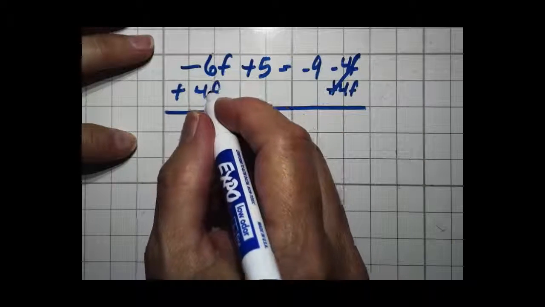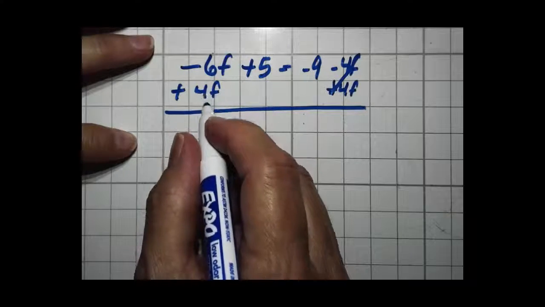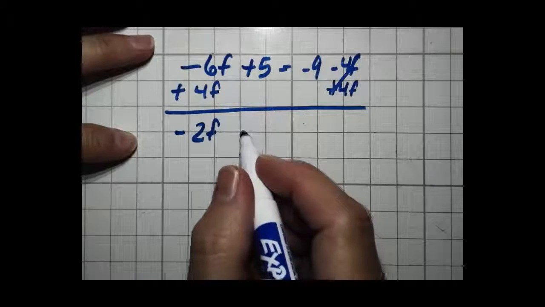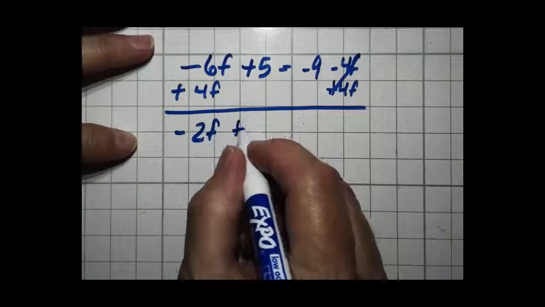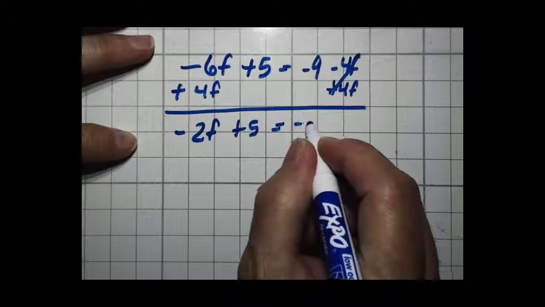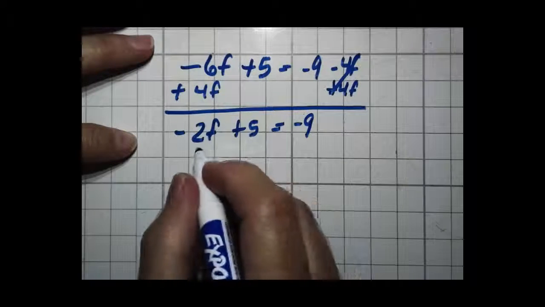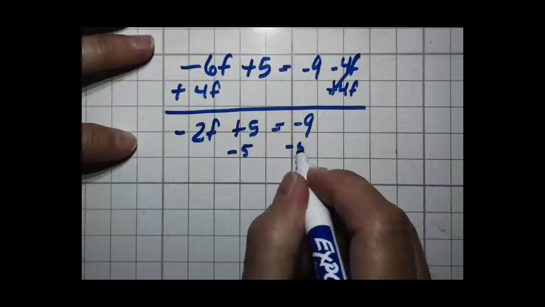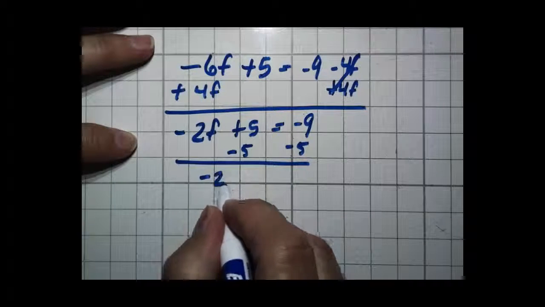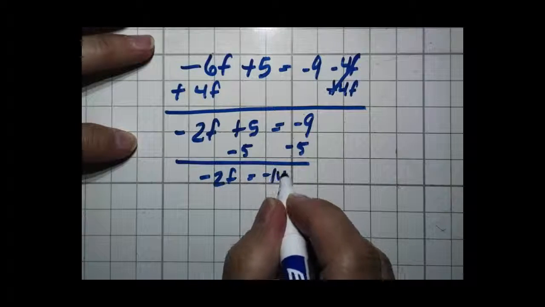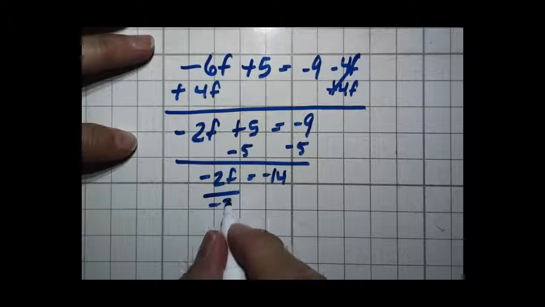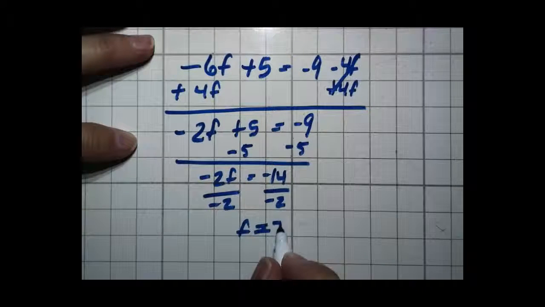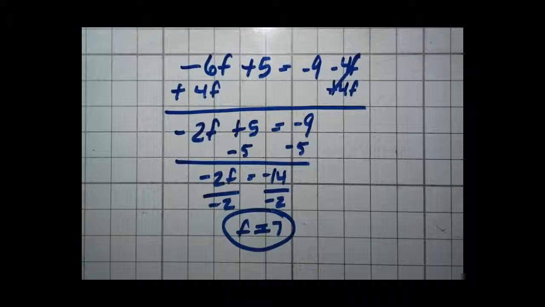That goes away. Negative 6 plus 4, they have different signs, so I'm going to subtract. And I keep the sign of the bigger number in this case, so it's negative 2f. Bring down my plus 5, my equal sign, and my minus 9. Those things don't change. Now you can easily solve this by subtracting 5 from both sides, and I get negative 2f equals negative 14. Divide by negative 2, and I get f equals 7. F equals 7, and there's your answer.